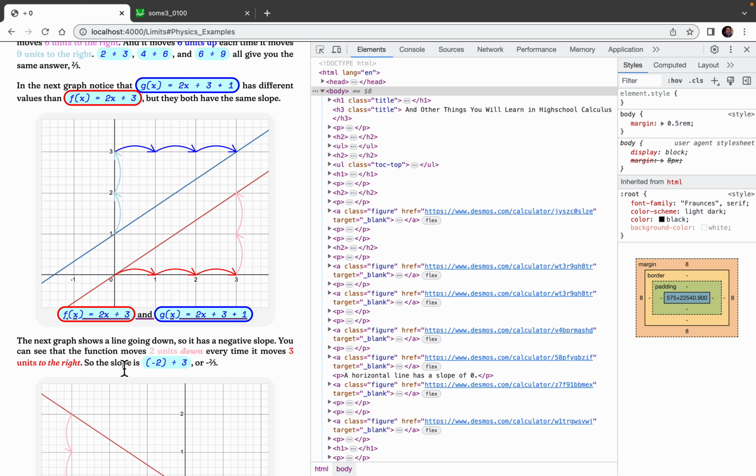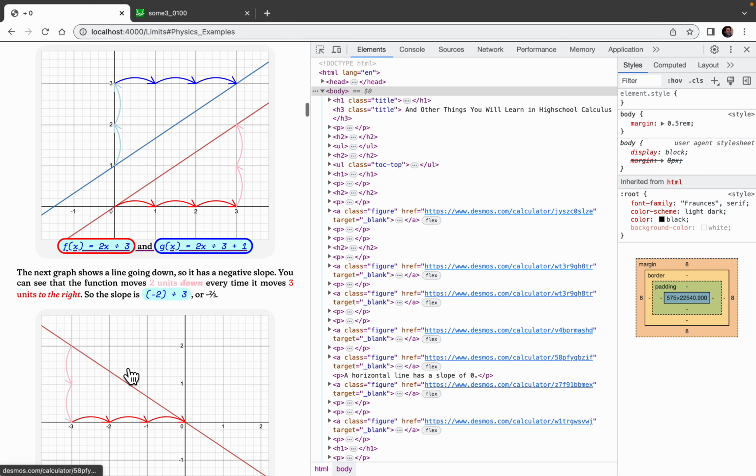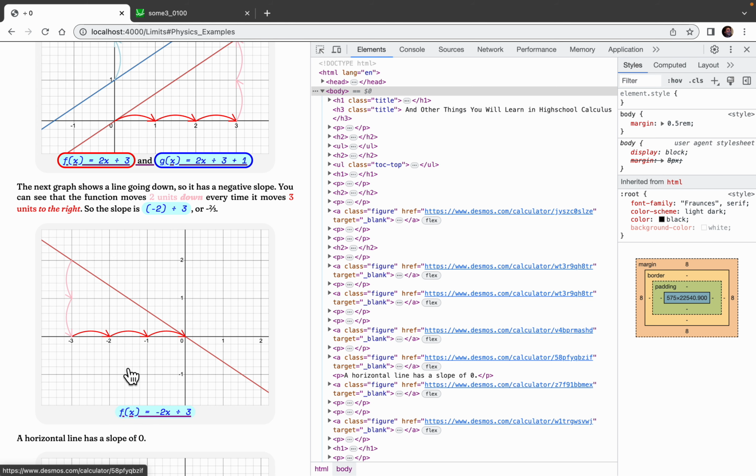In the next graph, notice that g of x equals 2x divided by 3 plus 1 has different values than f of x equals 2x divided by 3, but they both have the same slope. Obviously, you could jump past parts that you already understand. This is just the prerequisites.